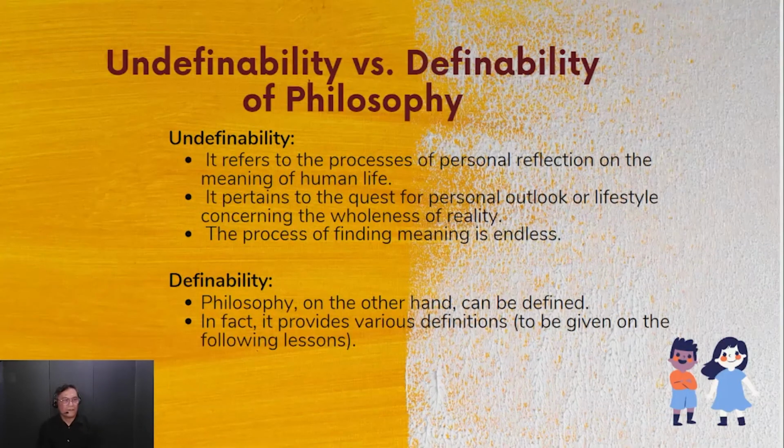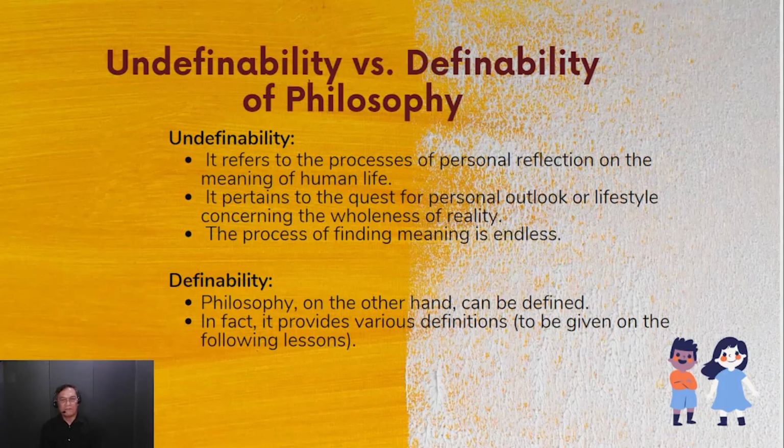Now, in relation to philosophy, very briefly, let us talk about the undefinability versus definability of philosophy, because that will be the content of our next discussion, the next lesson. Based on our previous discussion, it follows that philosophy can be both undefinable and definable. The clue for that is our discussion about the relationship between meaning and definition.